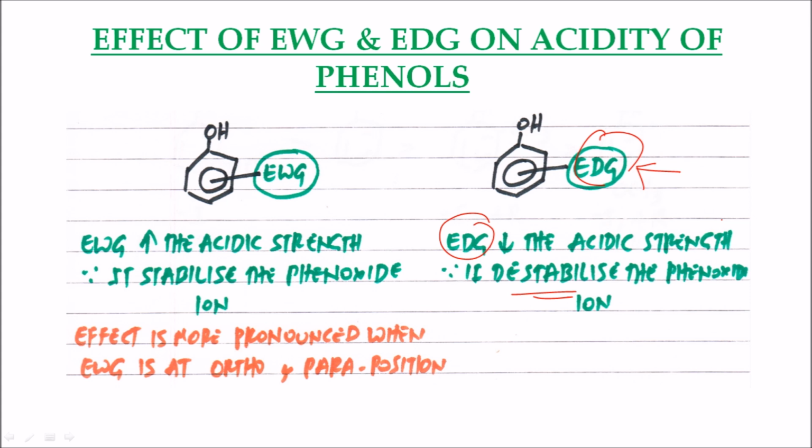So what you can write now, the most acidic will be the phenol having electron withdrawing group, right? Then comes simple phenol, and after that we can take substituted phenol with electron donating group. So that will be the acidic nature. Remember, phenol having electron withdrawing group will be more acidic, okay? So that's regarding the effect of electron withdrawing group and electron donating group on acidity of phenols.